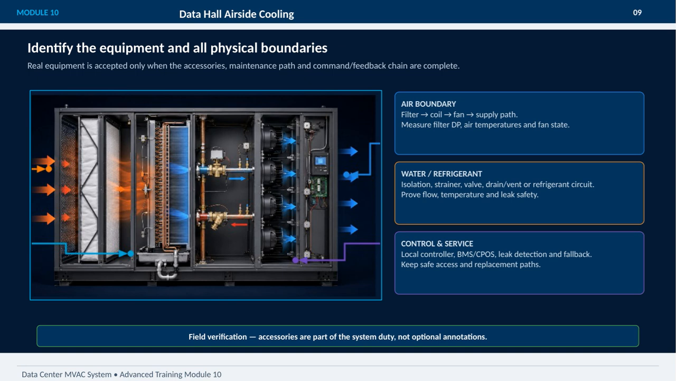For the water or refrigerant side, key components are isolation valves, strainers, drains, vents, and the refrigerant circuit itself. The important checks involve proving flow, monitoring temperature, and ensuring leak safety. Control and service aspects include local controllers, the building management system, leak detection, and fallback mechanisms, all while maintaining safe access and clear replacement paths. Remember, field verification shows that accessories are integral parts of the system's duty and not just optional additions.